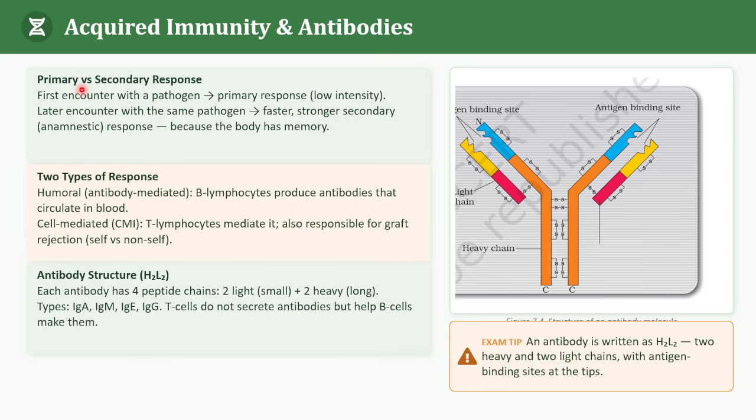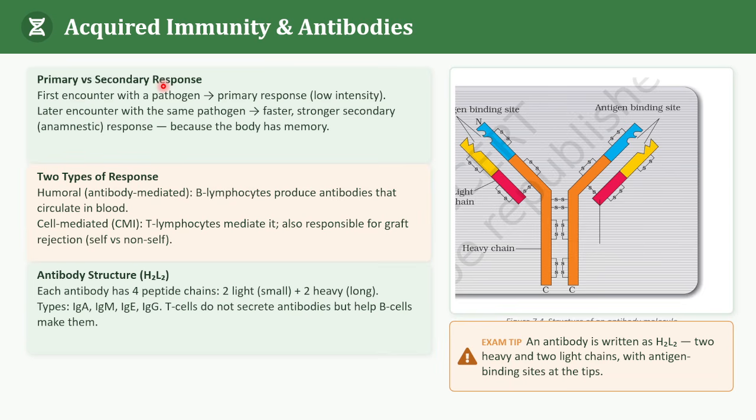But something very important happens. The immune system now remembers the pathogen. Now suppose the same pathogen enters again. This time the immune system says, hey, I know you. So the response is much faster and stronger. This is called the secondary or anamnestic response. This memory is one of the most important features of acquired immunity.